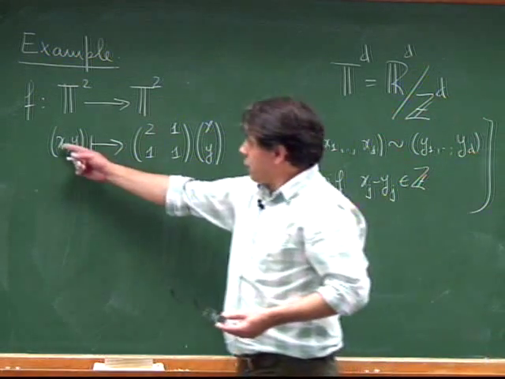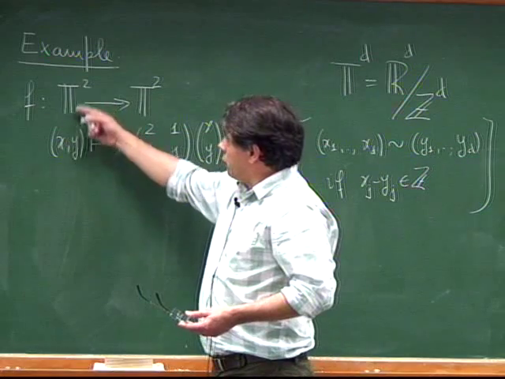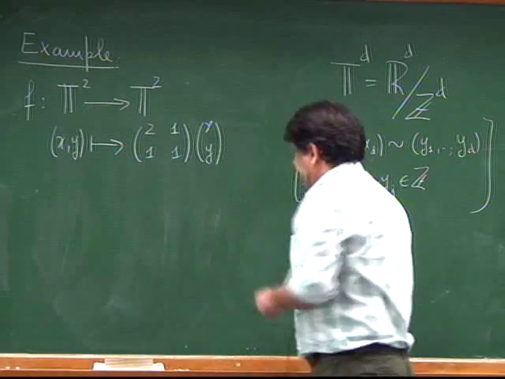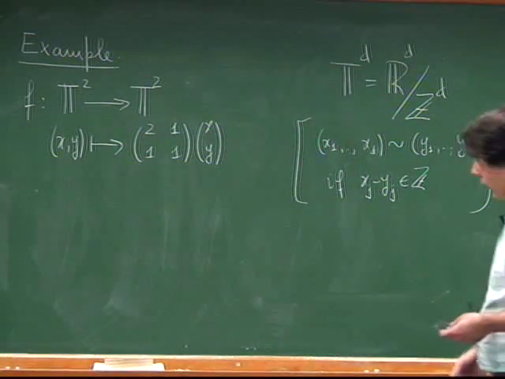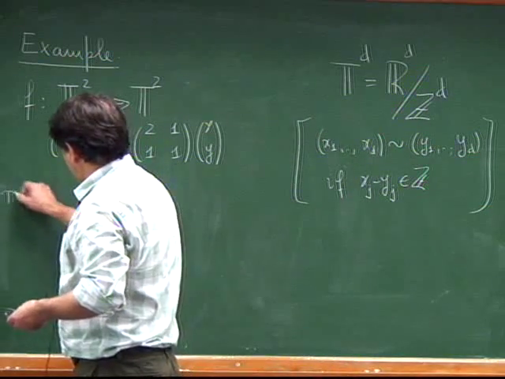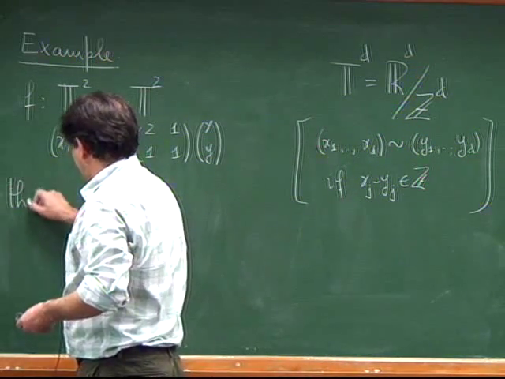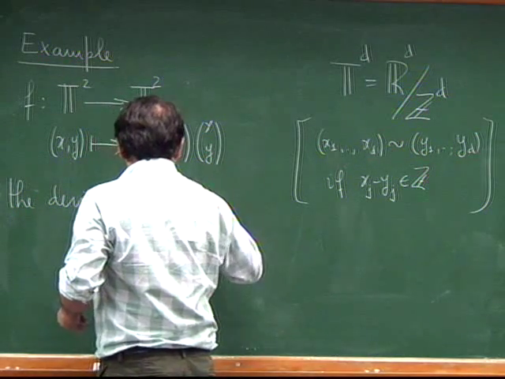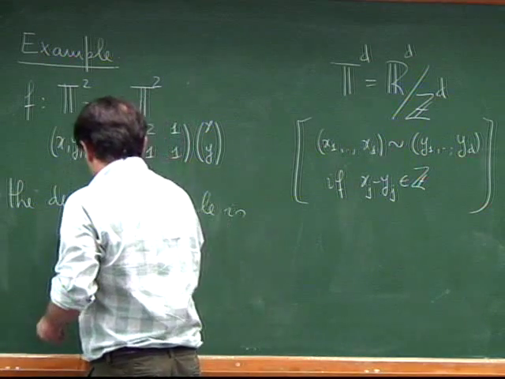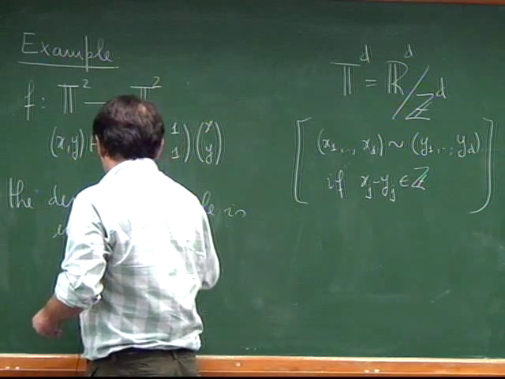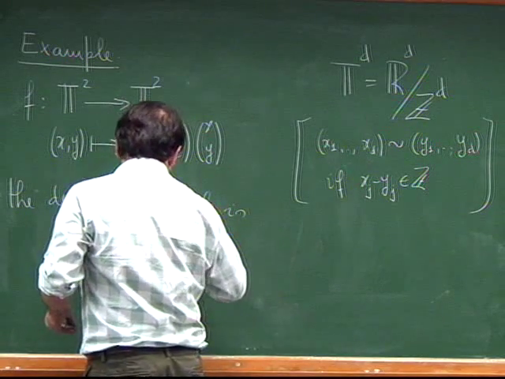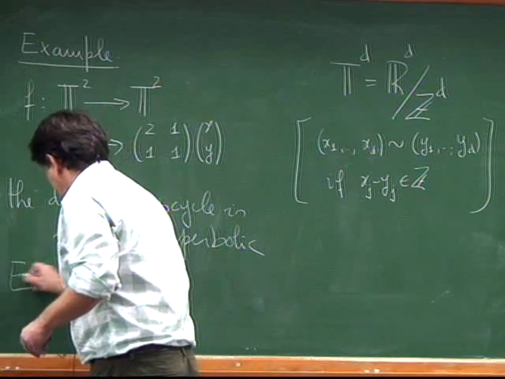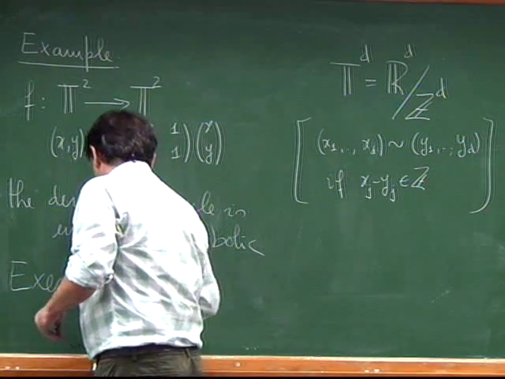So I have the right to represent the elements of the torus as pairs of real numbers and to define f in this way. So if you take this, then Df, the derivative cocycle, is hyperbolic, is uniformly hyperbolic. And this is an exercise. And it's an easy exercise.